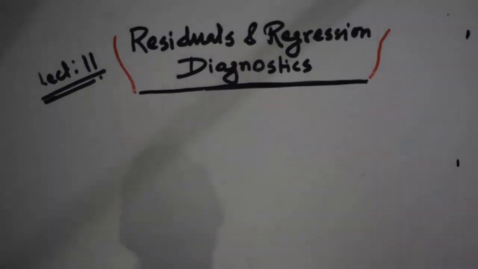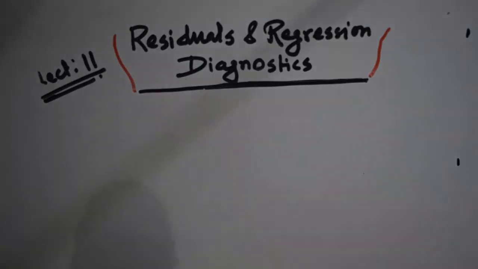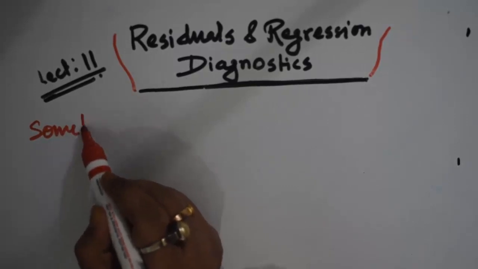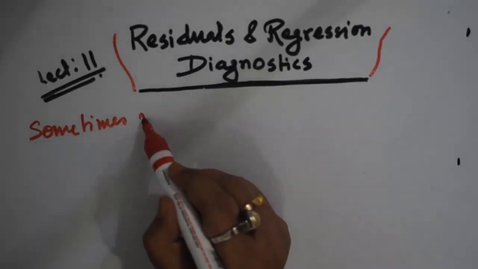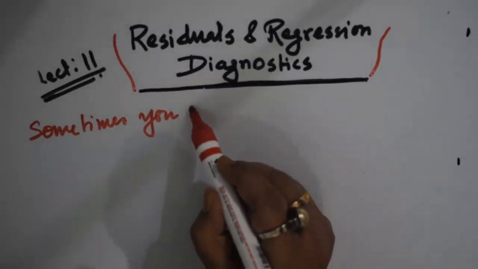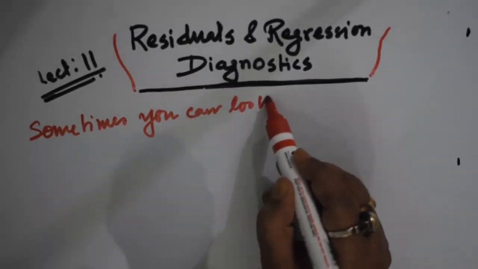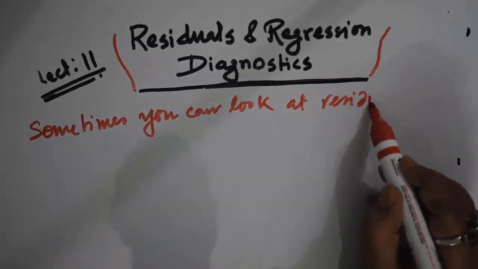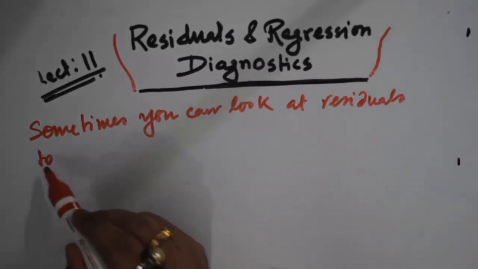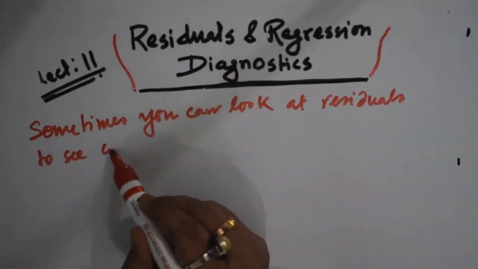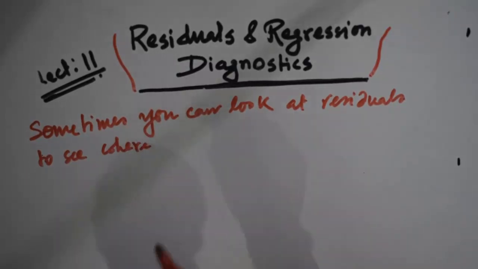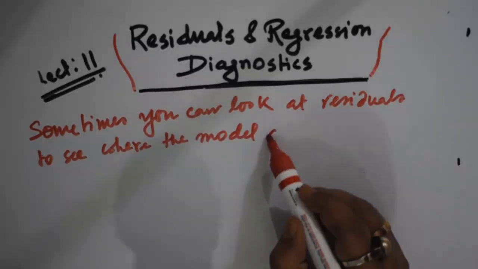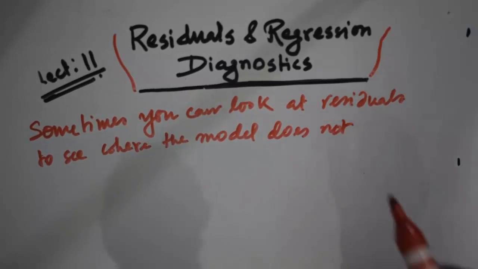This is a continuation of previous lecture, lecture 10. Sometime you can look at residuals to see where the model does not fit well.